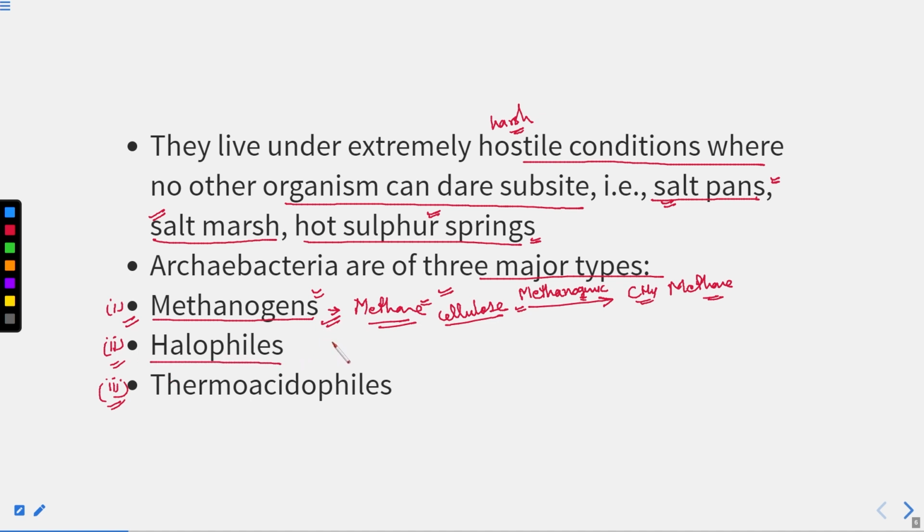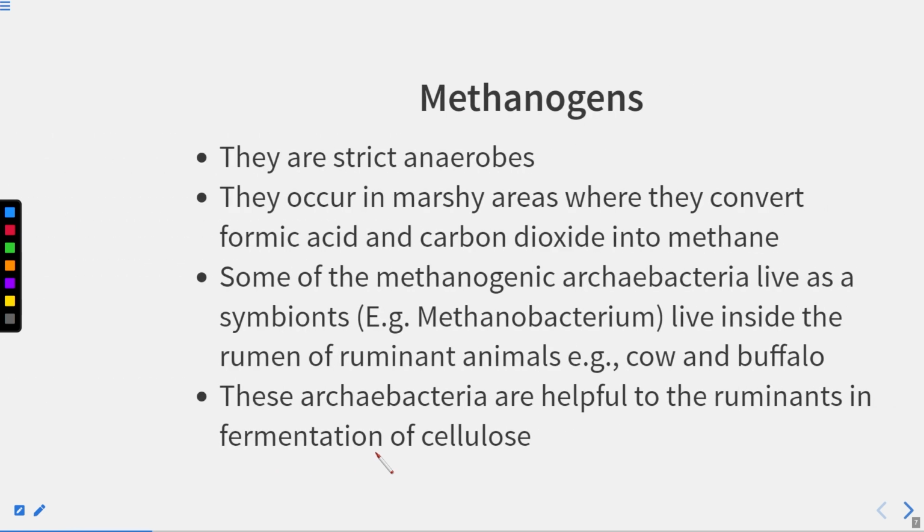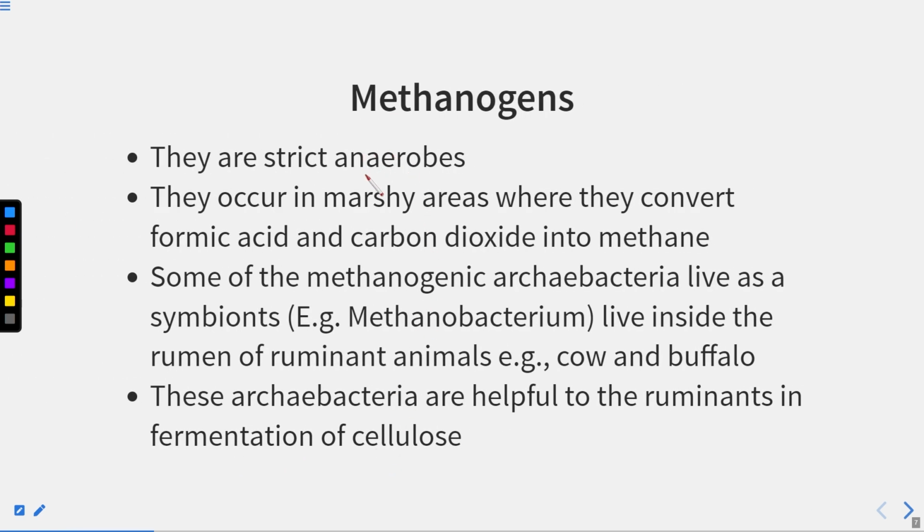Halophiles are the bacteria that are present in high salt conditions. That is, the environment or the habitat that contains lots of salt. So that is called halophile bacteria. Next is the thermoacidophiles. Thermoacidophiles means high temperature and acidic environment. These are the bacteria that are present in such an acidic environment.